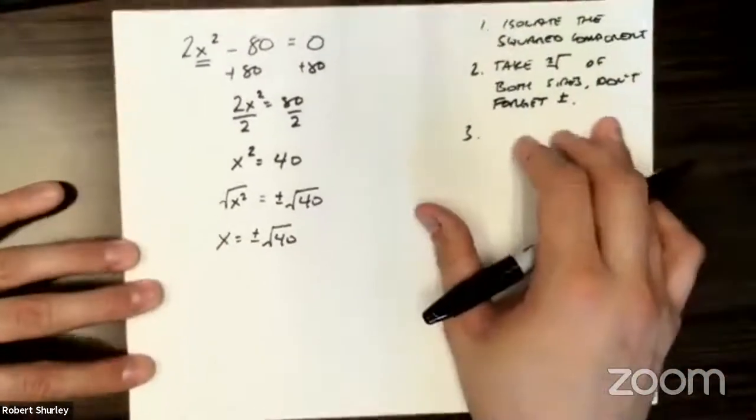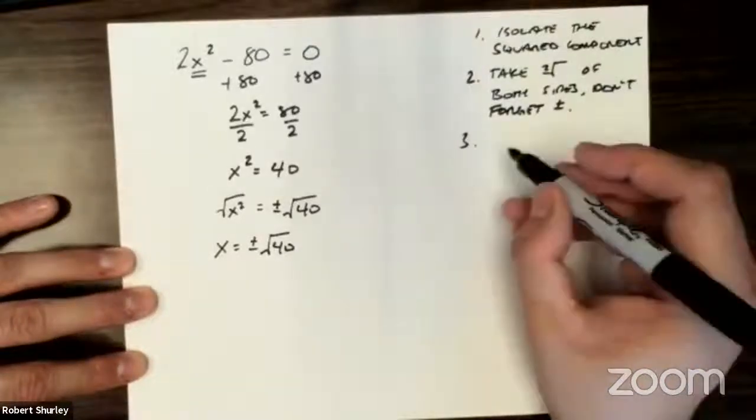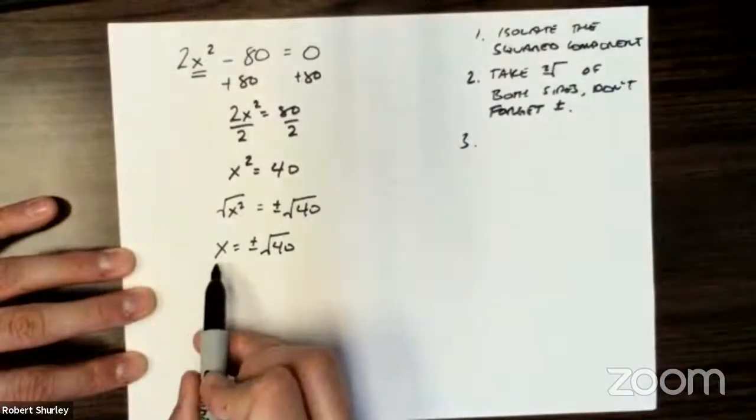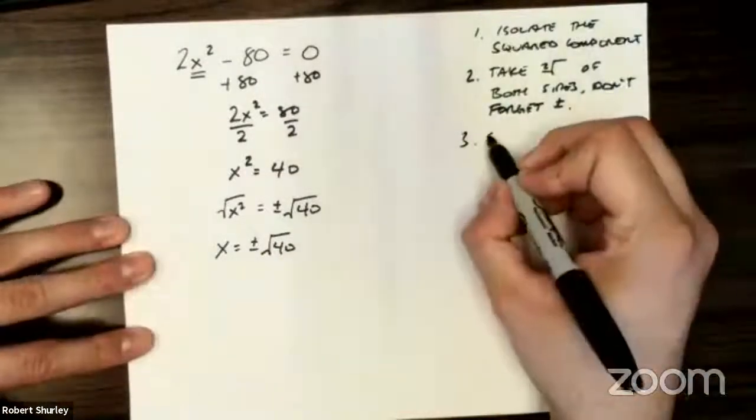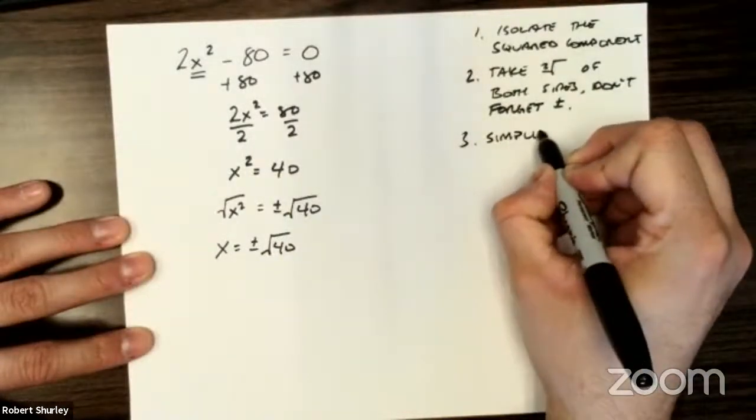It doesn't matter really which order you do on that one. This one's nice because the x is already by itself. We'll get to examples where it doesn't get the x by itself.